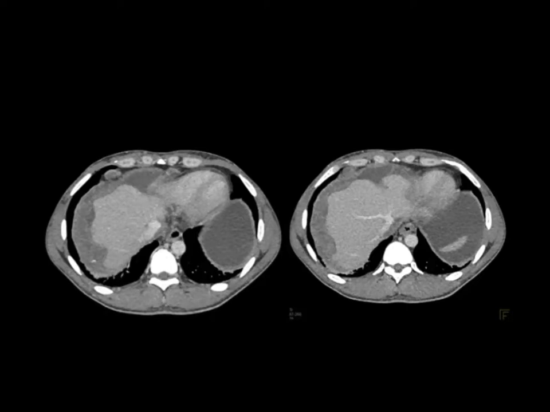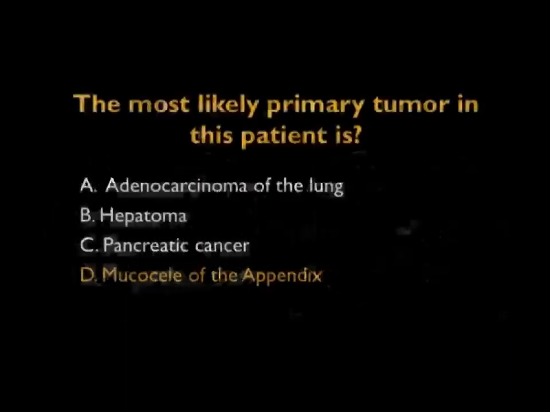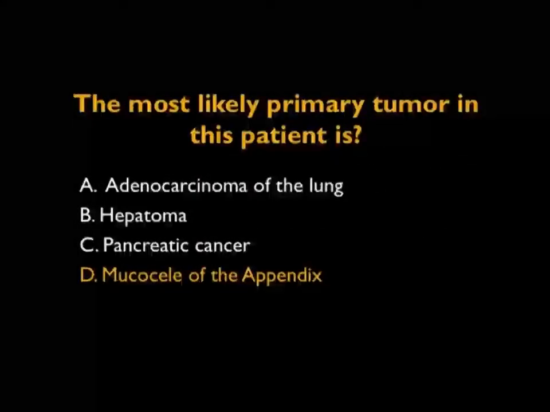Adenocarcinoma of the lung, I've never seen it. Hepatoma can give you ascites and carcinomatosis, but not the scalloping. Pancreatic cancer, very much the same thing, liver mets, but you're not getting lesions at the surface. You can get implants on the omentum, but not this classic scalloping. And the correct answer is mucocele of the appendix.